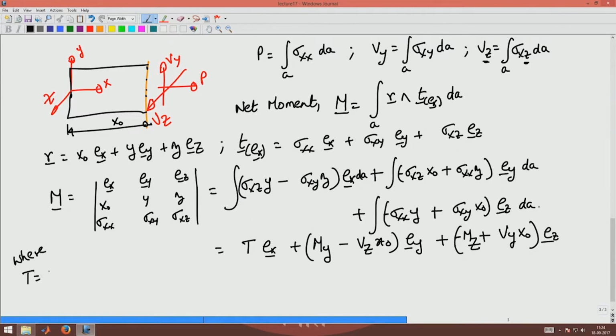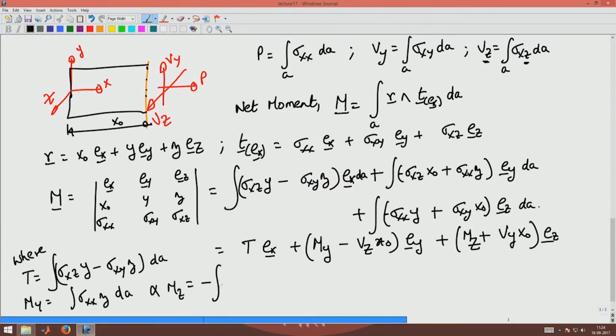T is integral of sigma xz y minus sigma xy z dA, my is integral of sigma xx into z dA, and mz, I want to write with the negative sign, so this will be minus integral of sigma xx into y dA.